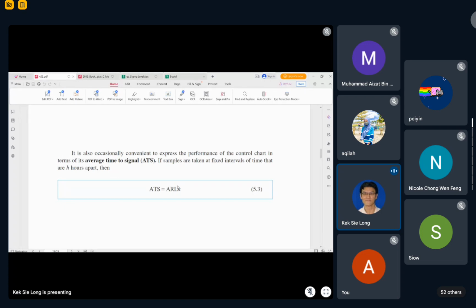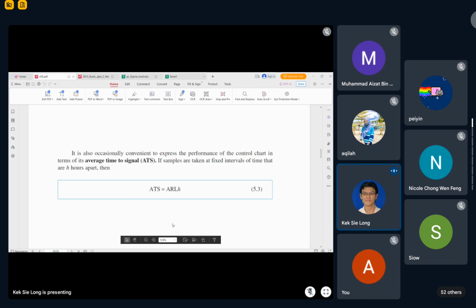If we do the sampling every hour, we start from 9 a.m., we pick a sample. After 1 hour, take another sample, and then 10, 11. So the gap is 1 hour. Okay, the time period is 1 hour. After 1 hour, take the sample. After 1 hour, take the sample.